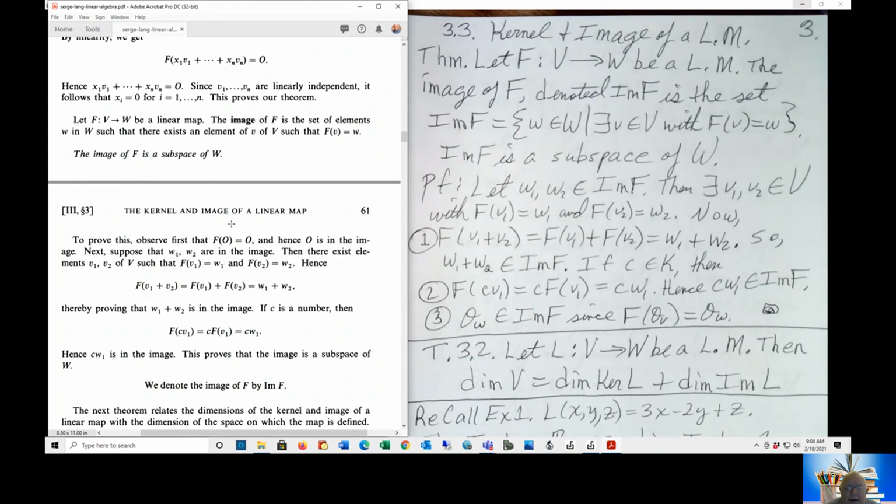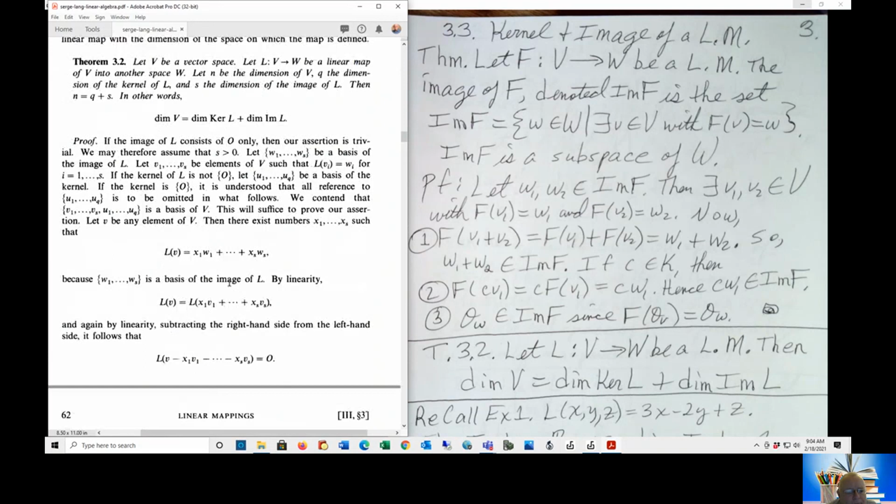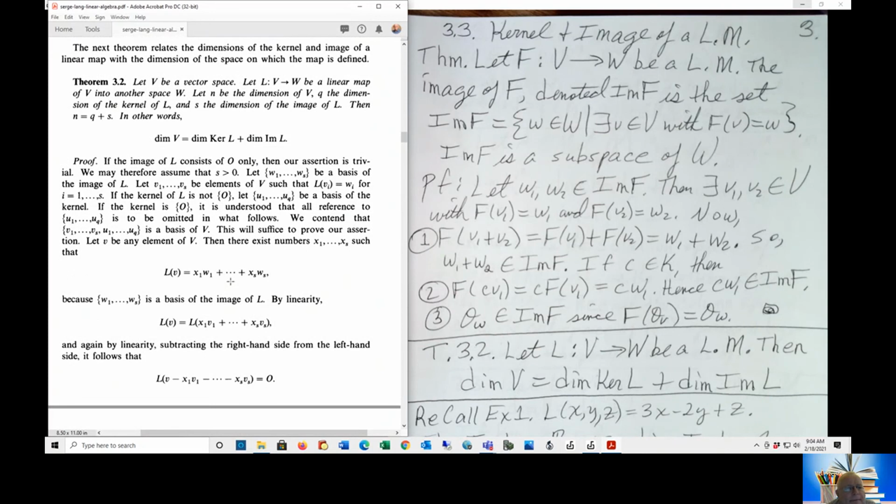Now, the big theorem in section 3.3 is theorem 3.2. This is the big theorem, the big dimension theorem. And we're going to use this theorem throughout the remainder of the course. That's how important this one is. It's huge, tremendously huge. All right, look at theorem 3.2.